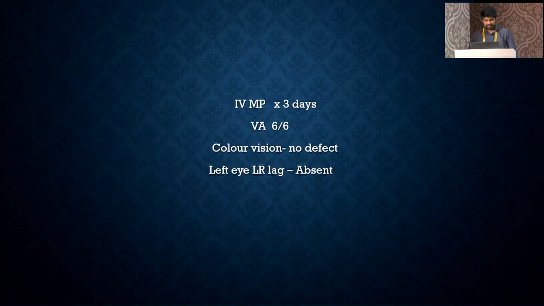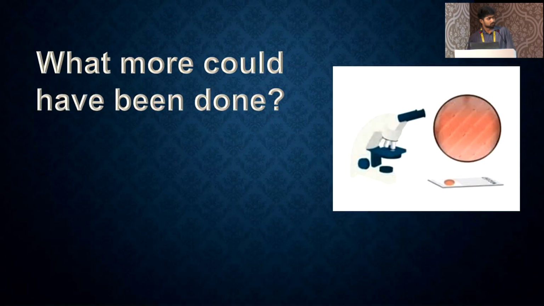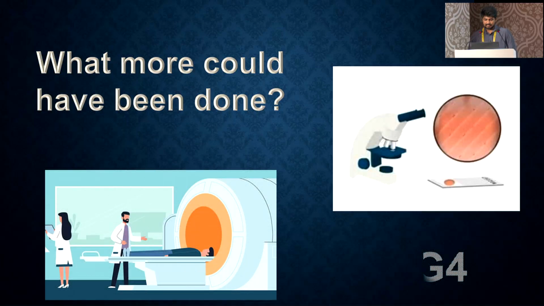So she was admitted, IVMP was given for 3 days, her vision came back to 6/6, and the color vision again had no defect, and that lag that she had in the initial presentation was absent now. So, working diagnosis of left eye non-specific orbital inflammatory disease was made. At this point, what more could have been done? A biopsy could have been taken, a full body CT could have been done, and IgG4 should have been done.